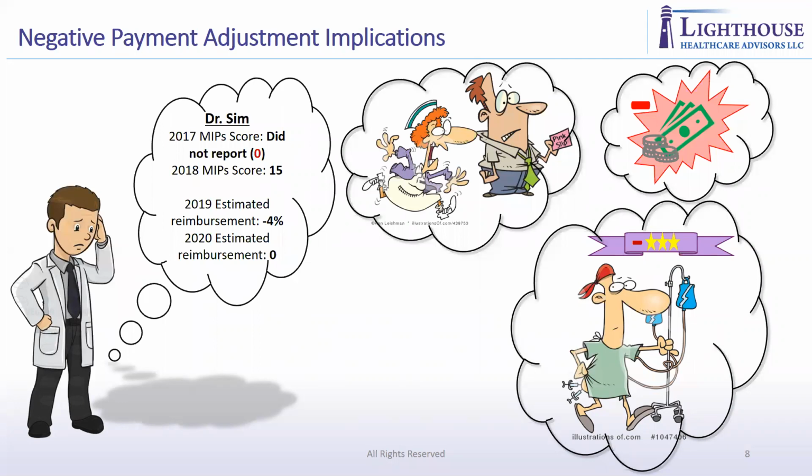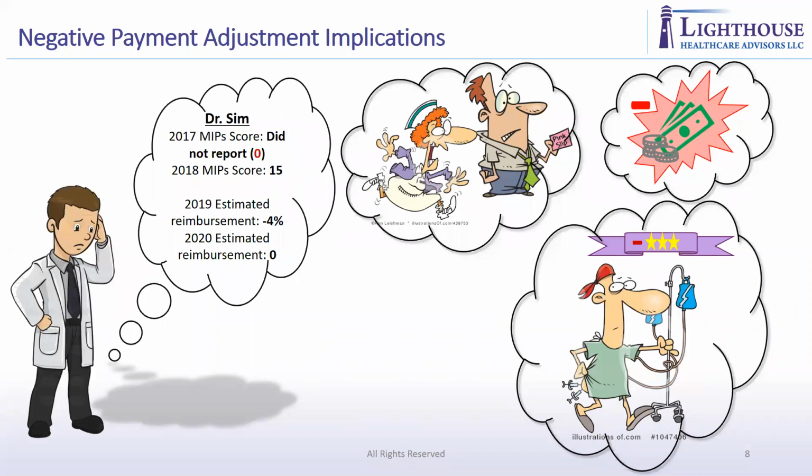Because he's been seeing so many patients for so long, he wasn't able to manually capture all of the quality measures required to report for MIPS. So in 2017, he did not report at all. In 2018, he did a little bit of reporting, but he only earned a score of 15, which did not meet the CMS threshold. So his estimated reimbursement in 2019 was -4, and his 2020 reimbursement was actually 0%. So he stayed with that -4 penalty.